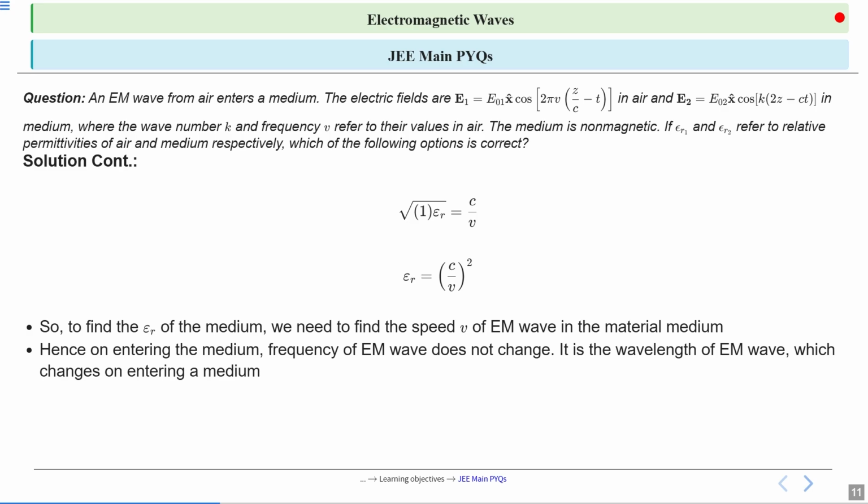Frequency doesn't change because it is associated with the energy. Energy of an electromagnetic wave cannot change. It remains the same. Only wavelength and speed will change. So on entering a medium, the frequency of an EM wave does not change. It is the wavelength of the EM wave which changes, and due to the change in wavelength, velocity also changes according to the relation c equal to nu lambda. So lambda and velocity will change by the same ratio, so that frequency remains the same.